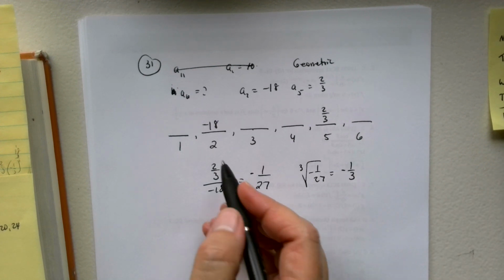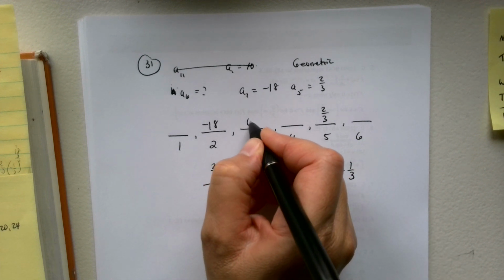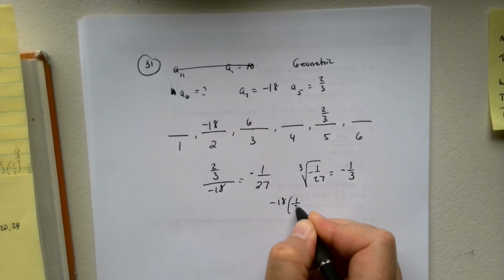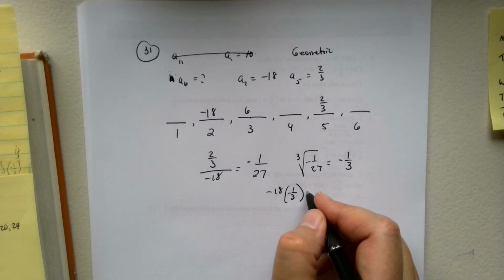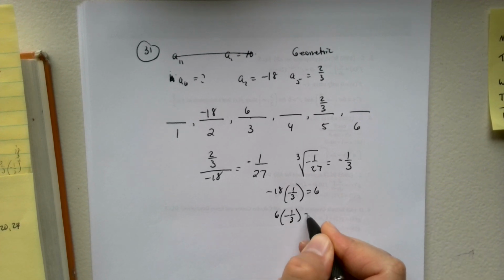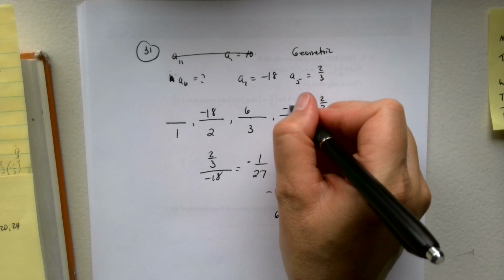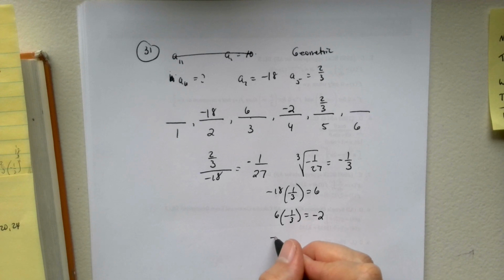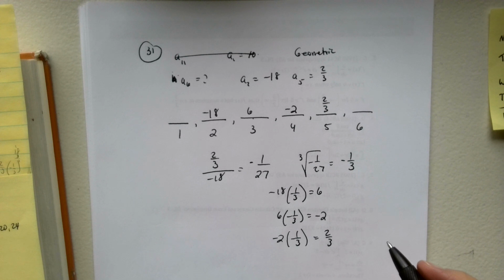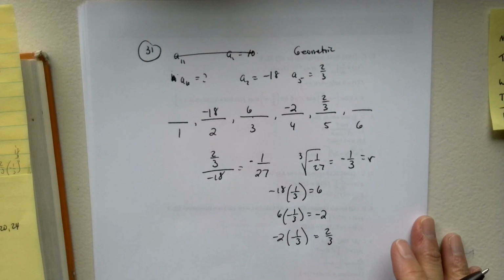So let's see if this works. Negative 18 times negative 1/3 would be a positive 6. I'll write it down here so you can see what's going on. Negative 18 times negative 1/3 is a positive 6. If I take 6 and multiply it by negative 1/3, I'm going to get a negative 2. And if I take negative 2 and multiply it by negative 1/3, I get a positive 2/3. So our common ratio is negative 1/3.